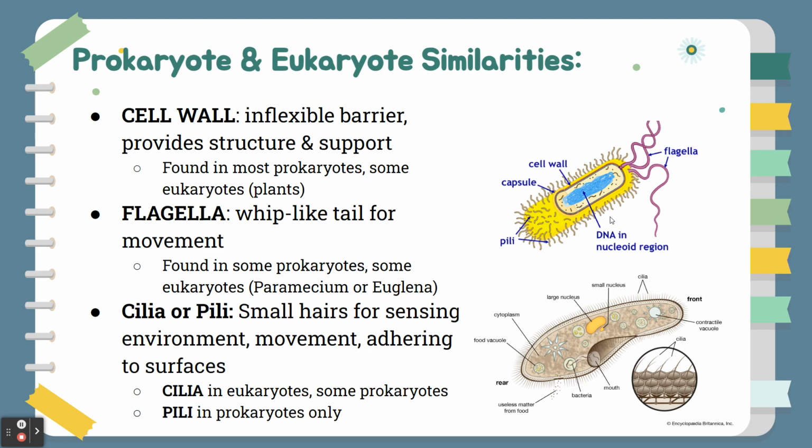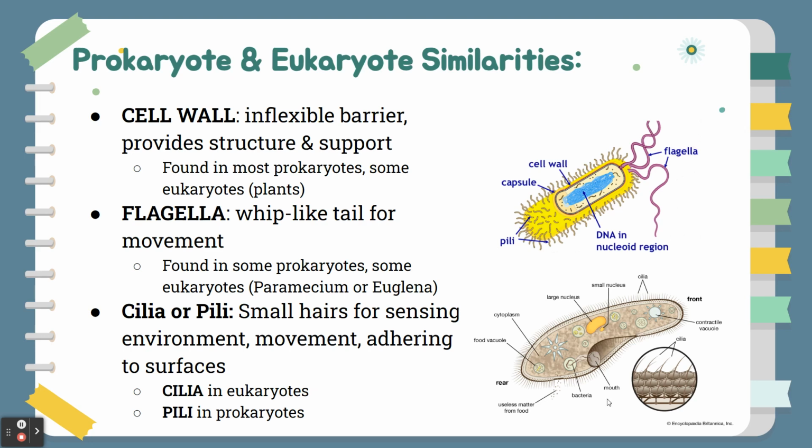Number 2, the flagella. This is a long whip-like structure used for movement. Many types of bacteria have flagella. It allows the bacteria to move through liquids by rotating it like a propeller. But flagella are also found in certain eukaryotic cells. Examples of eukaryotic cells with flagella would be sperm cells in animals, and then some single-celled protists like Euglena.